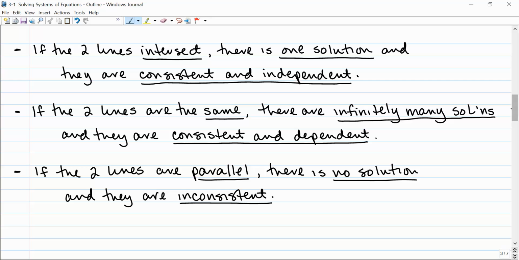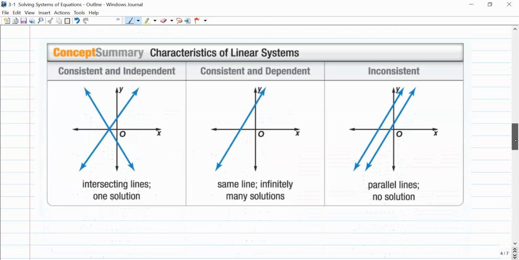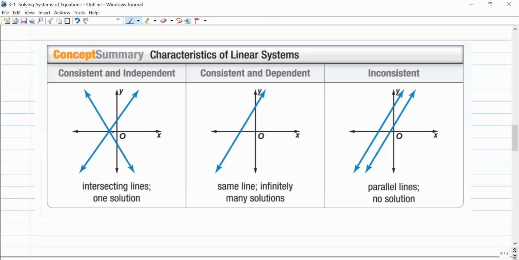If the two lines intersect in one point, there is one solution, and we call the lines consistent and independent. If the two lines are the same, there are infinitely many solutions, and they are consistent and dependent. If the two lines are parallel, then there is no solution and they are inconsistent. Here's a little table from your textbook that shows that intersecting lines have one solution and are consistent and independent. If the two equations are exactly the same line, there are infinitely many solutions and the system is consistent and dependent. And if the lines are parallel, there is no solution and the system is inconsistent.